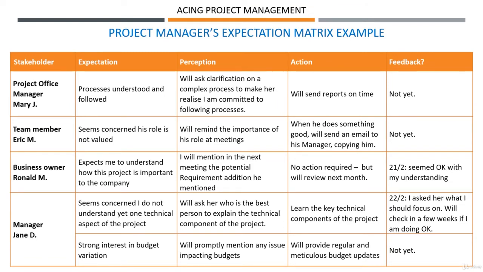So what I need to do is I will promptly mention any issue impacting the budget. That's something we always have to do anyway, but in this case I will be really doing it almost on a daily basis if it occurs. I will not come to her after the event. I want to be proactive and give her the option to help me so we don't have that budget problem.